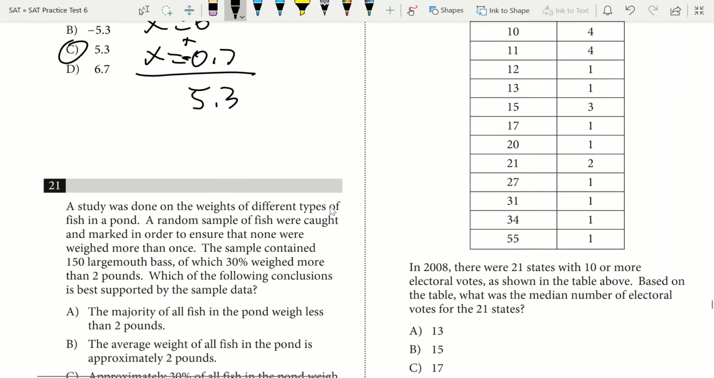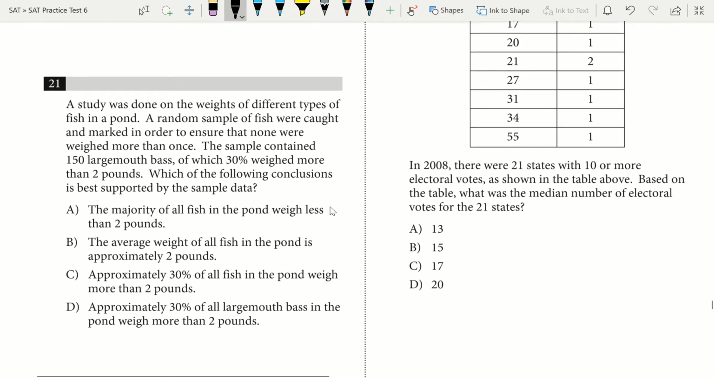All right, question 21. A study was done on the weights of different types of fish in a pond. A random sample of fish were caught and marked in order to ensure that none were weighed more than once. The sample contained 150 largemouth bass, of which 30% weighed more than 2 pounds. Which of the following conclusions is best supported by the data?